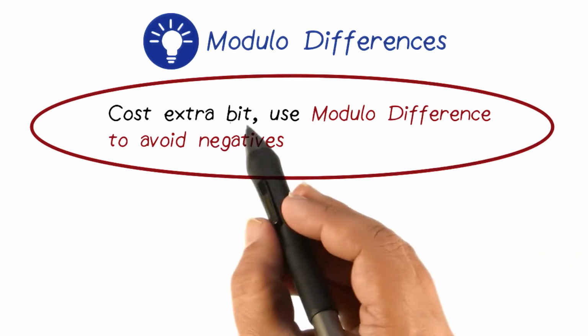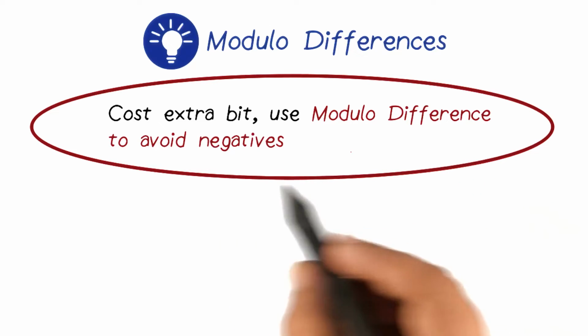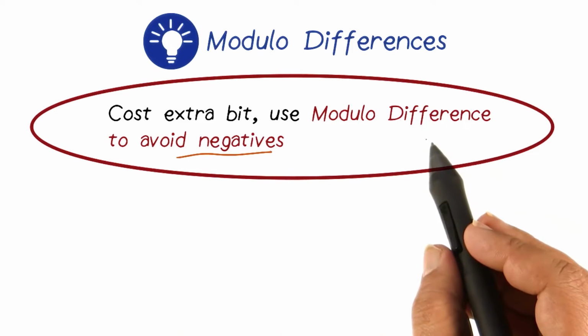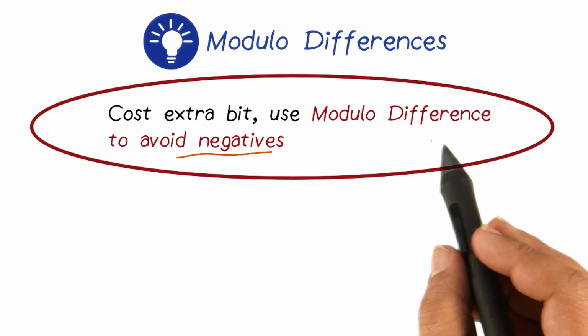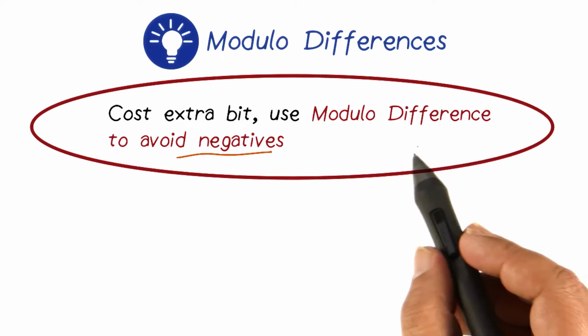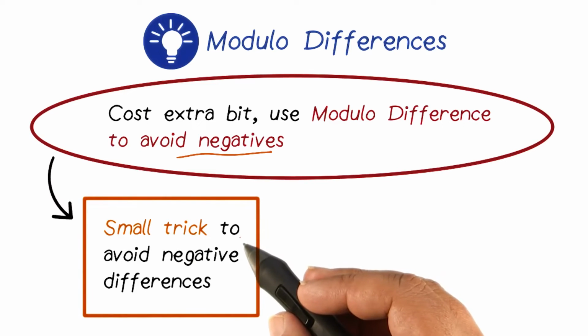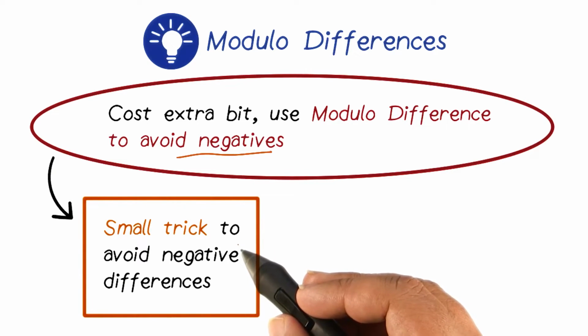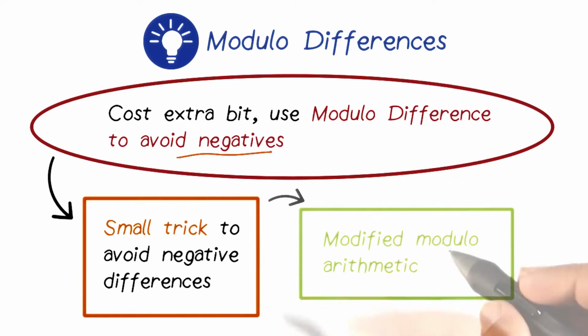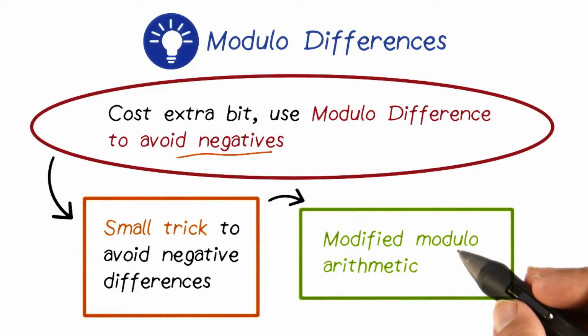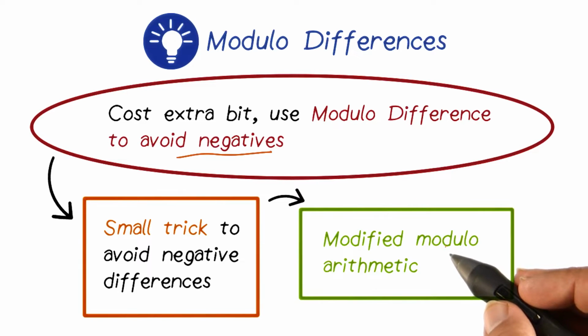To get rid of this extra bit that we have, we must avoid the negatives. Like in the previous example, -6 somehow should be avoided. And so what we do is we resort to modulo difference, and we'll do an example to illustrate this idea in the next slide. So this is a small trick. The modulo differences avoid the negative differences. We have a modified modulo arithmetic which will get rid of these negative differences and make the scheme work for differential encoding.